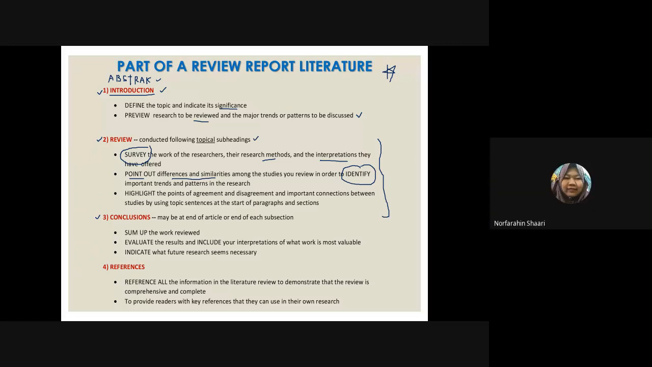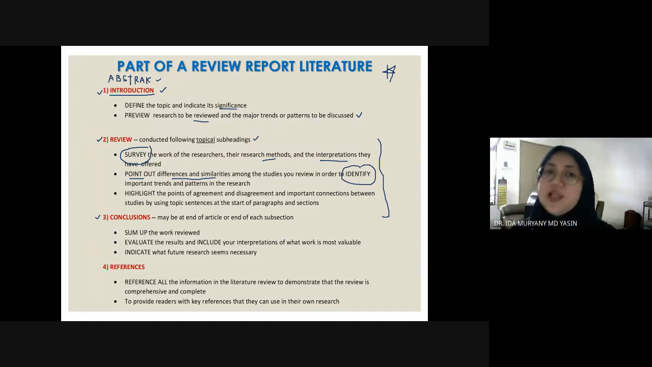Saya nak tanya, kalau comparison dengan different tu, bolehkah kita buat table untuk research je? Boleh. Itulah sebenarnya review report literature. Nanti saya tunjuk contoh table. Okay? Kita memang boleh buat table.